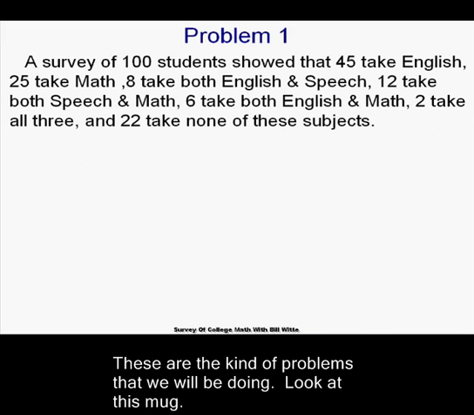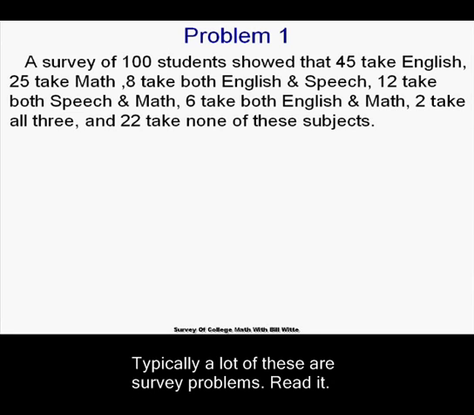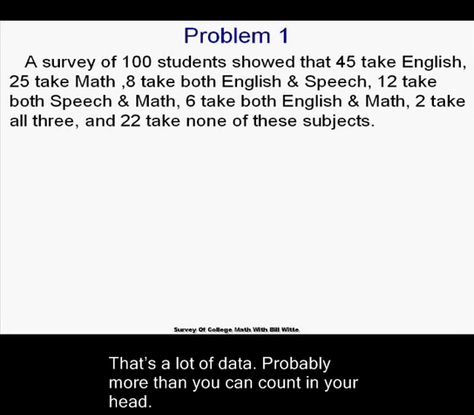Okay, these are the kind of problems we're going to do. Typically, a lot of these are survey problems. We've got a survey of 100 students, and it shows a whole lot of facts. Showed that 45 of these students take English, 25 take math, 8 of them take both English and speech, 12 of them take both speech and math, and 6 take both English and math. 2 take all 3. Now this is just a bunch of surveys that we looked at. And 22 take none of these subjects.